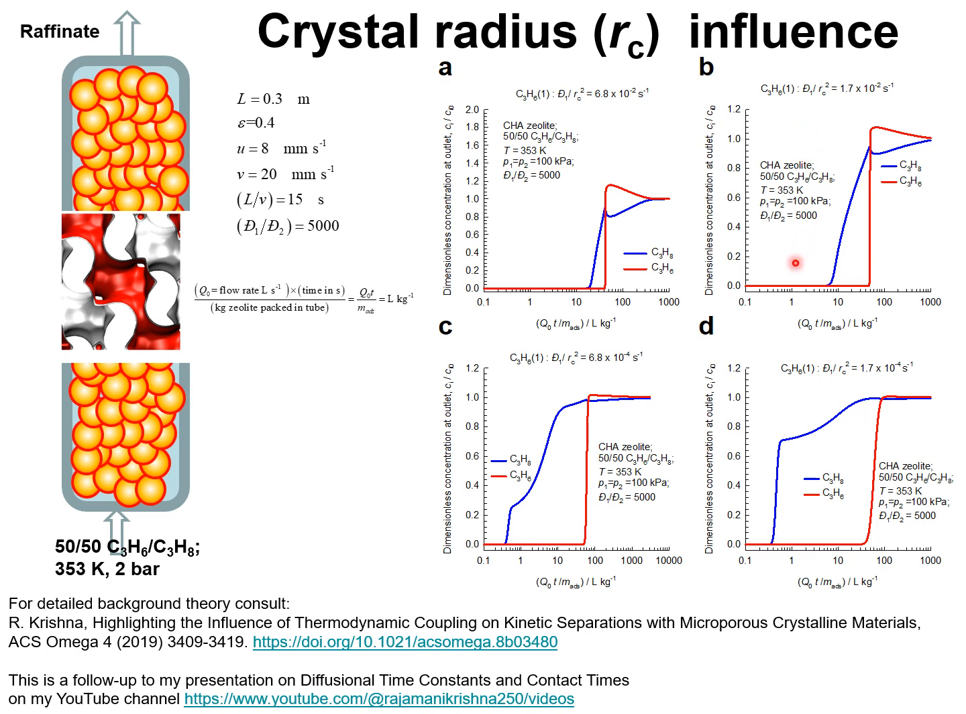So the important takeaway message from these simulations is that for kinetic separations to be effective, we need to choose the particle size carefully, and the diffusional influences should be strong enough to lead to large differences in breakthrough times for propane and propene.